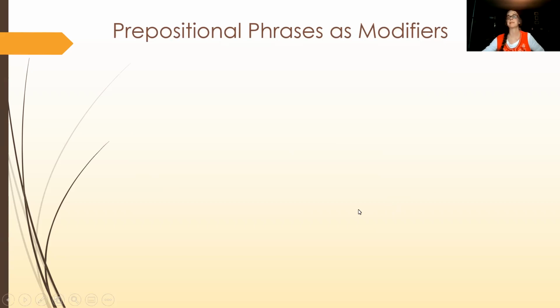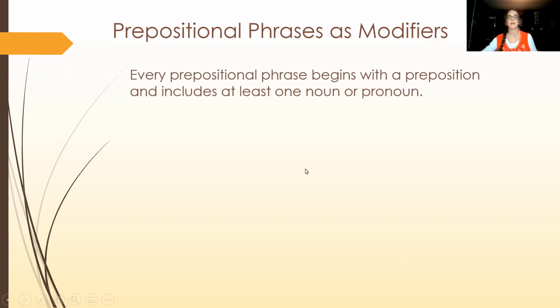Now let's look at prepositional phrases as modifiers. A lot of students are confused by prepositions, and a lot of students who are learning English as a second or third language struggle with when to use what preposition. We're not going to go into when to use in or on. I'm going to give you a couple of little hints, and explain why we're not covering that aspect of prepositional phrases. We're going to look at prepositional phrases as modifiers. Every single prepositional phrase begins with a preposition and includes at least one noun or pronoun.